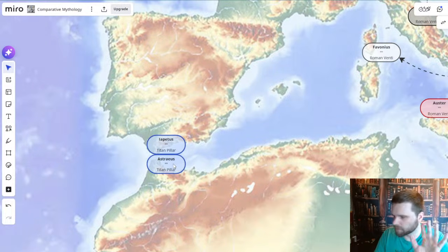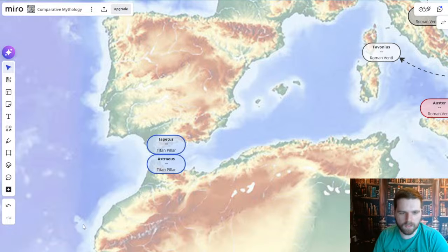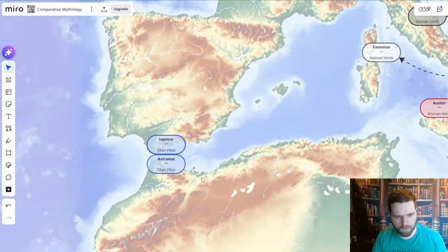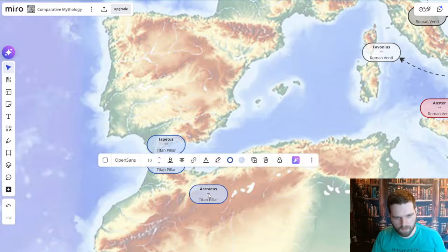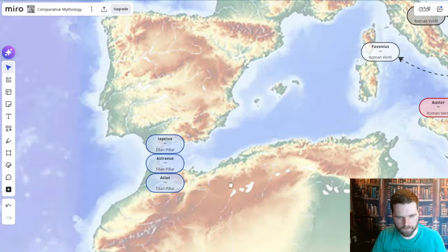Iapetus and Astraeus are both considered to be pillars of the West, holding up the very same pillar that who else but Atlas would eventually be holding up. I guess it's pillar 2.